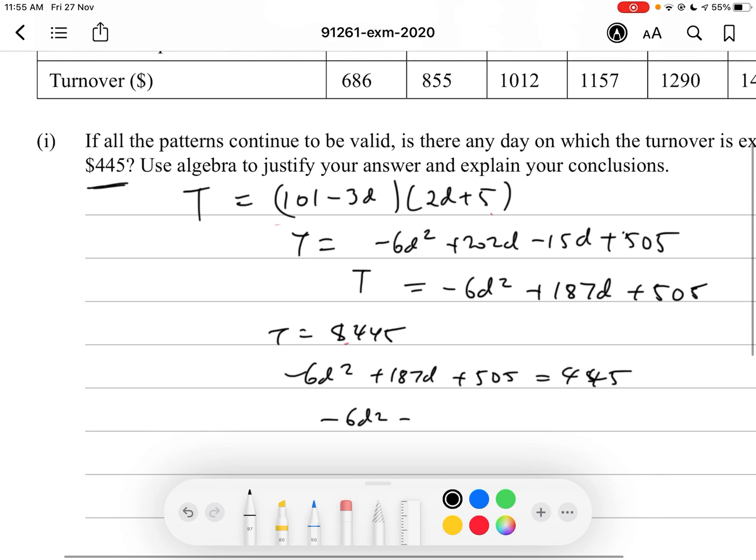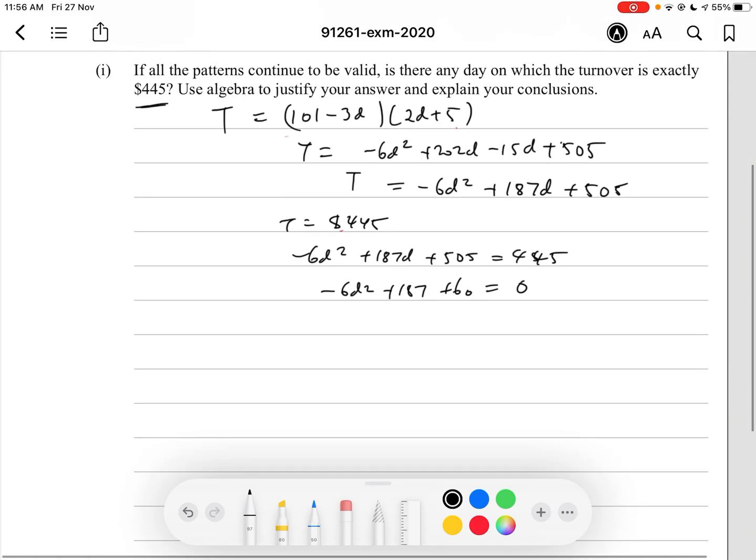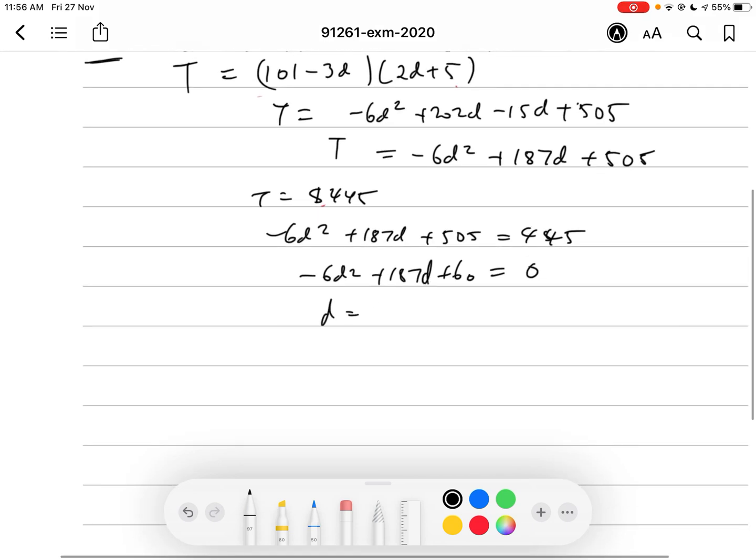So if we subtract 445 on both sides, we will get negative 6D squared plus 187D plus 60 equals 0. I'm going to just solve this using a graphics calculator since it's the easiest way. So we have negative 6, 187, and 60. Alright, so we should see that our D value is 31.48 or D equals negative 0.318.